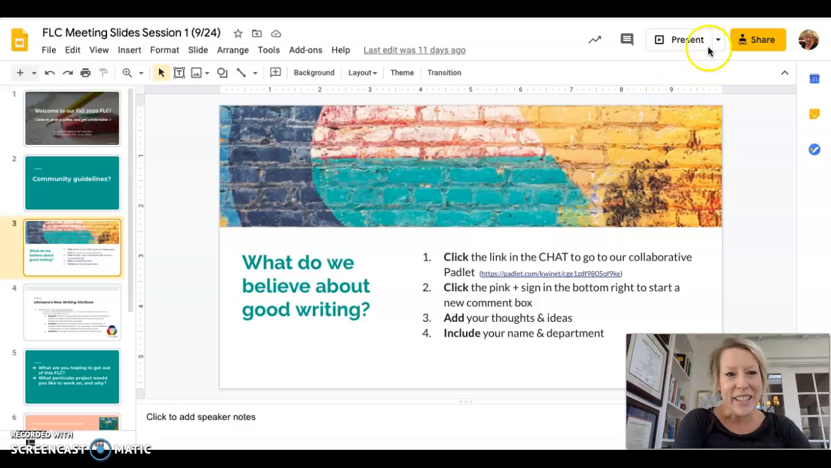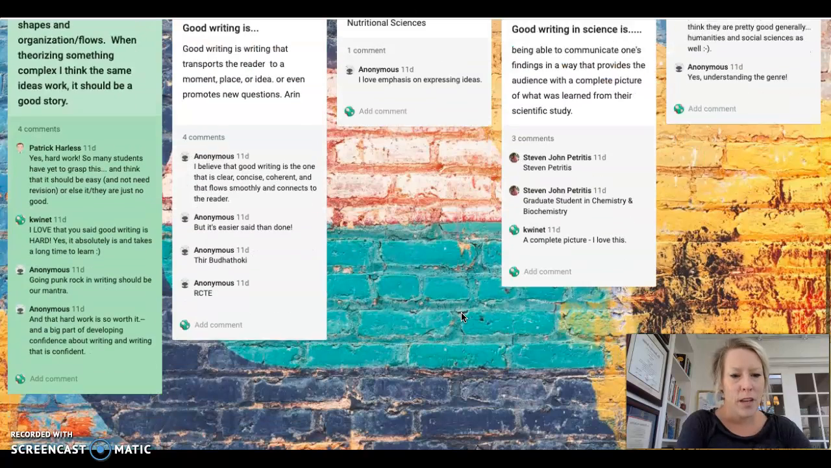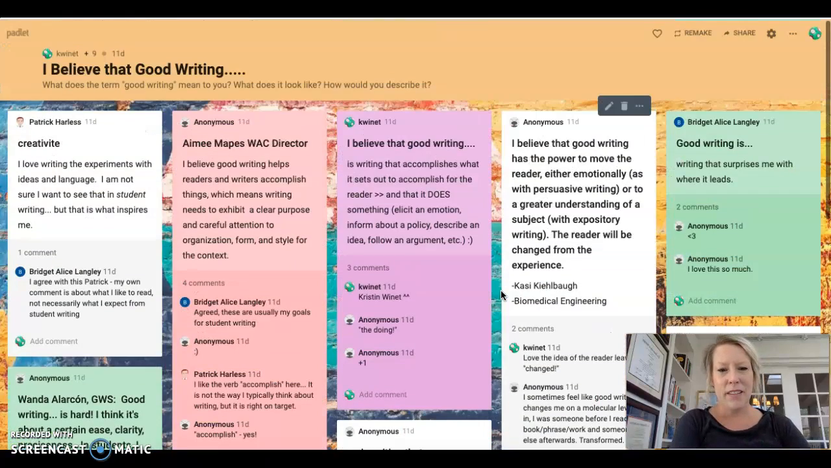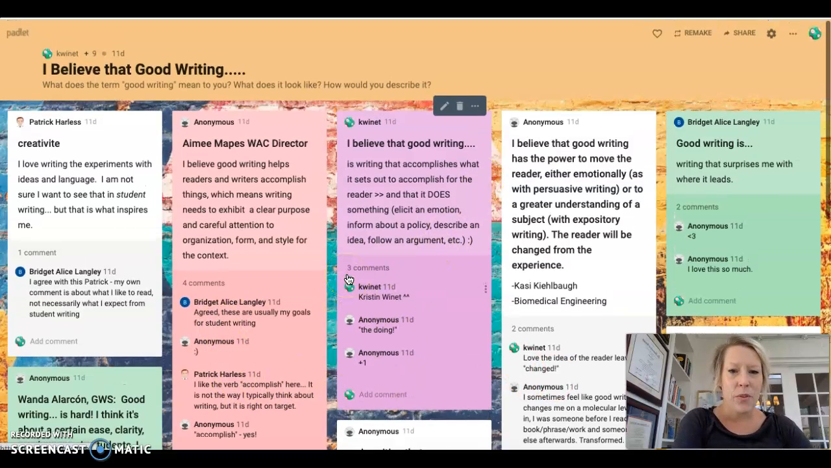So when we did this, this is what started happening. When you have Padlet, you can put a title here and a question here or something like that. And then what people can do is click this pink plus sign in the bottom right-hand corner, and they can add a box, change the color, and basically write whatever they want. And then they can comment back on other people's things with their own comments.